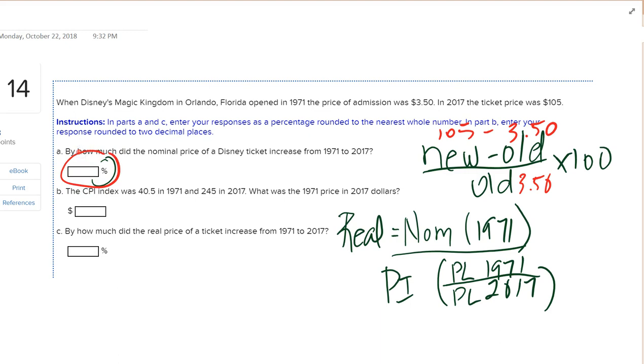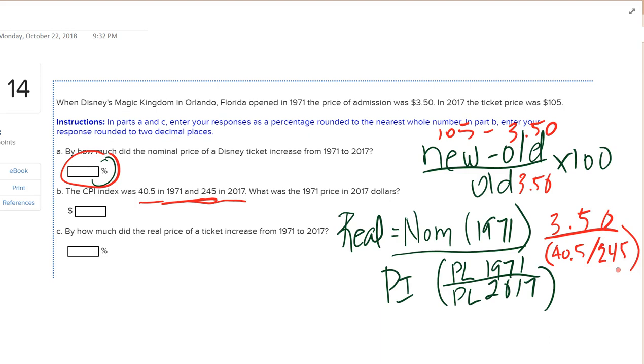For the calculation of the CPI index for Part B, here's what we're going to do. Well, we've got the nominal price in 1971, and that was 350, right? So we've got that. We're going to divide that by the price index, which is made up of the price level in 1971 and 2017. And we have those values right here. Right? 1971 was 40.5 and 2017. So we'll just set that up, and we'll do it like this. We'll go 40.5 divided by 245.